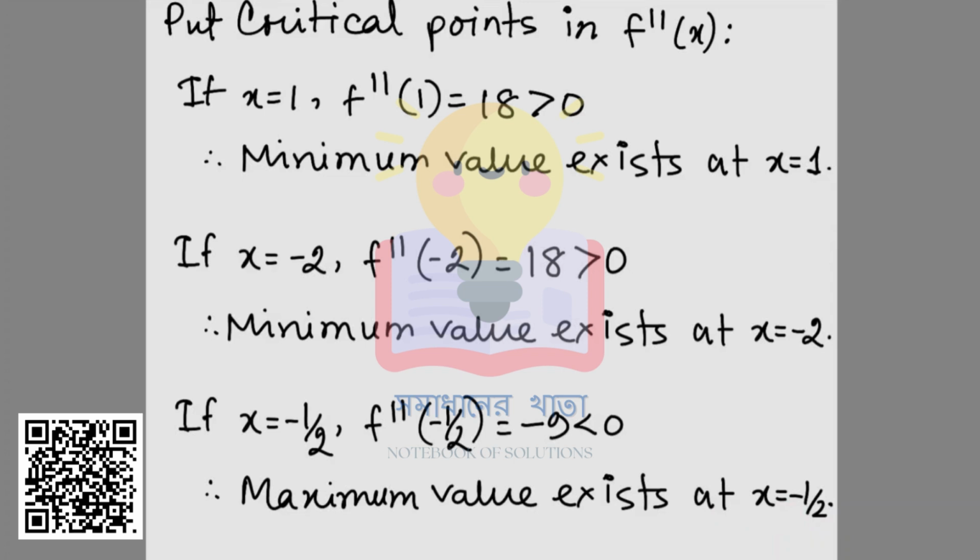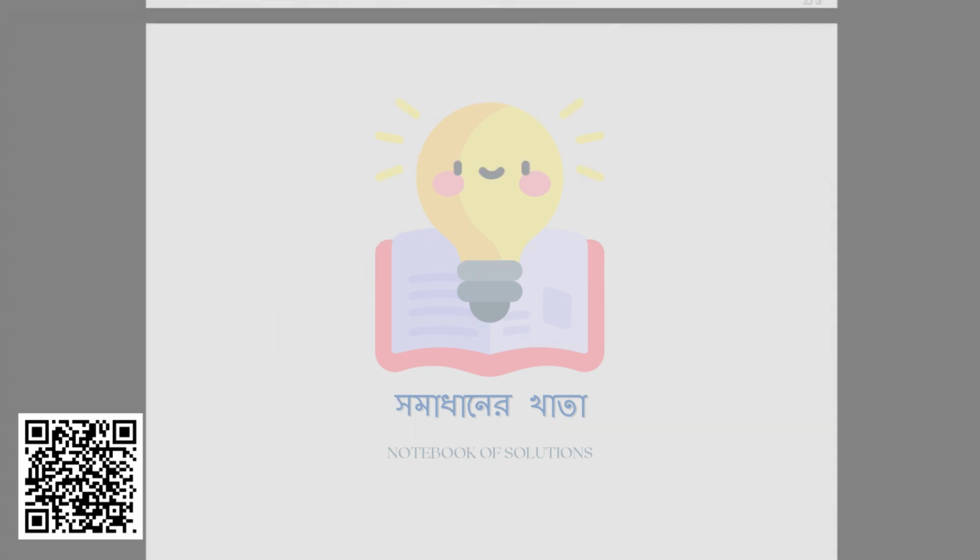Now, we have to determine the maximum value and minimum value. We already know for which critical points we will get the maximum value and for which critical points we will get the minimum value. Now we have to put these values in the given function, f of x, which will give us the maximum and minimum value.